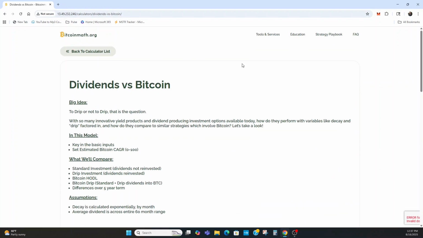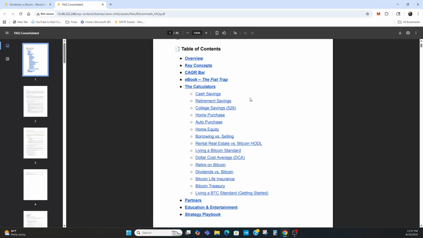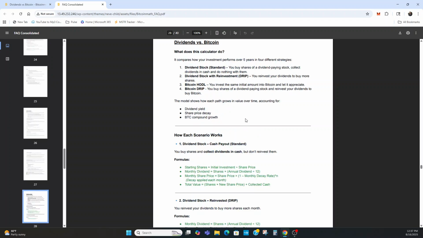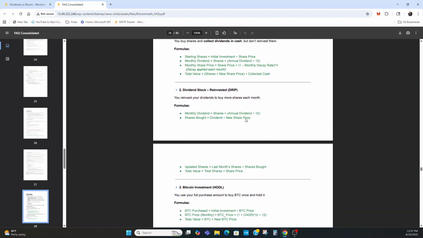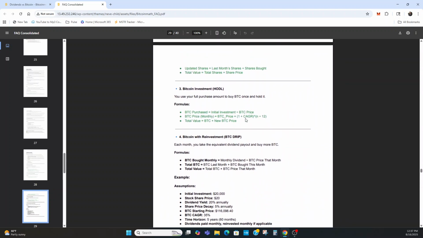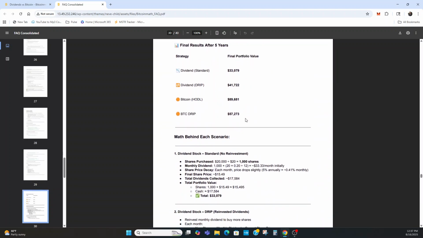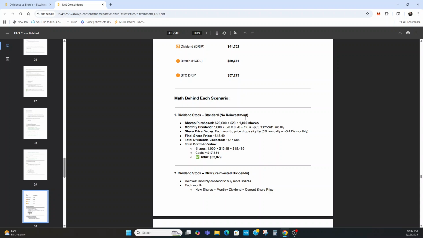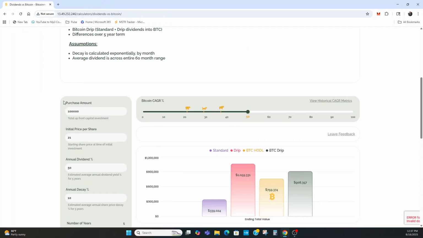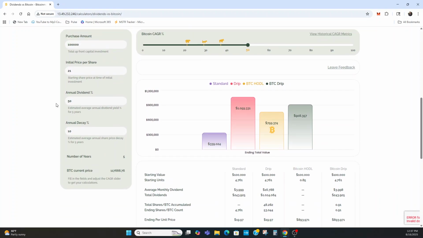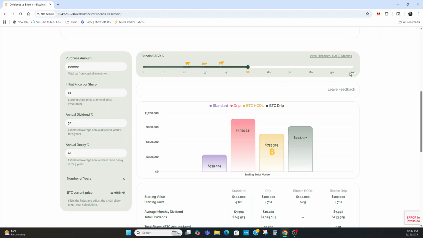And if you do want to dig into the math, we do have an FAQ document here. You can come to the calculators and say dividends versus Bitcoin, and you can geek out on some of the math and some of the formulas and some of the things that are happening under the hood. It's not overly complex. It's not overly complicated math at the end of the day. It's Google Sheets, and it's some of the different functions and mathematics and formulas that are happening therein. But feel free to geek out on that if you want to learn more and get into the weeds.